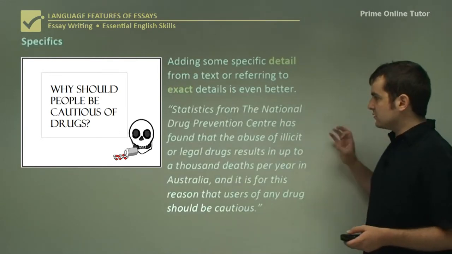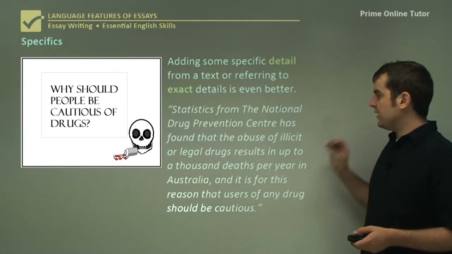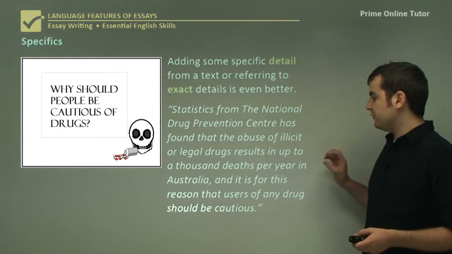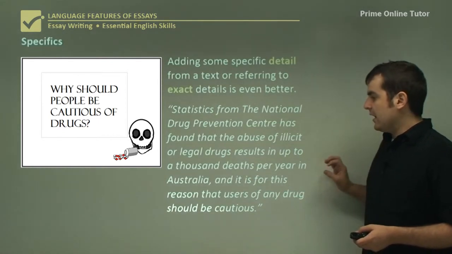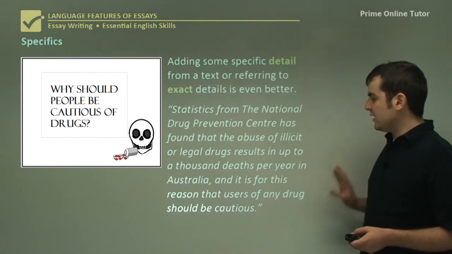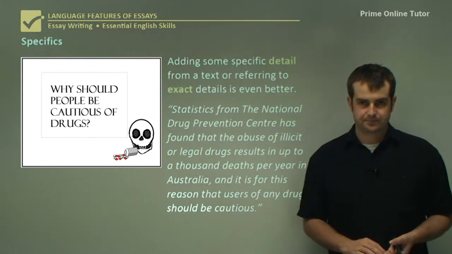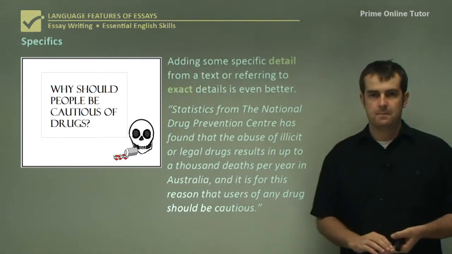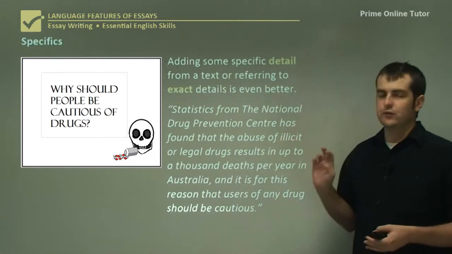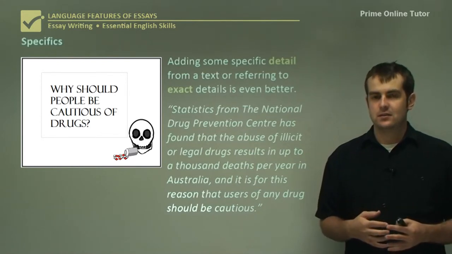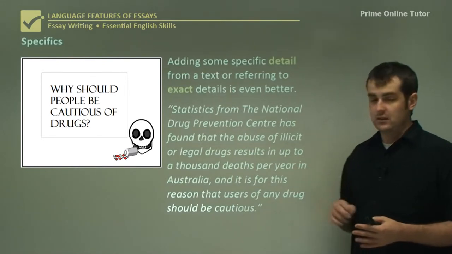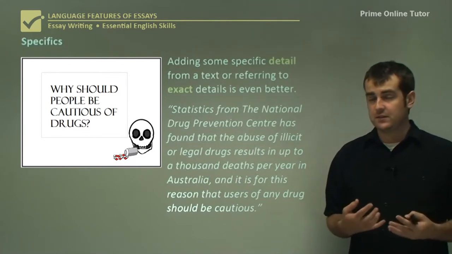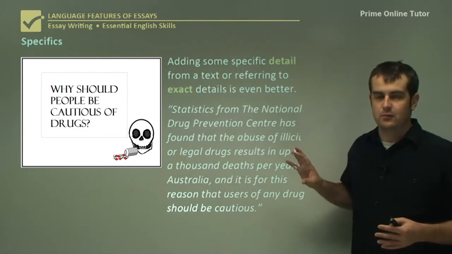So statistics from the National Drug Prevention Centre has found the abuse of illicit or legal drugs results in up to 1,000 deaths per year in Australia. And it is for this reason that users of any drug should be cautious. Okay, so immediately we've got detail and evidence there. Now, in this case, we haven't referred to what exact statistics are there, except that we've got 1,000 deaths per year. Obviously, you'd be trying to find some exact specifics, but in this case, because we're trying to save a bit of room here, we won't.